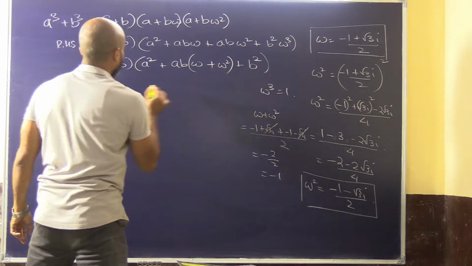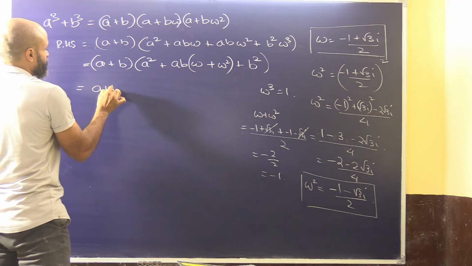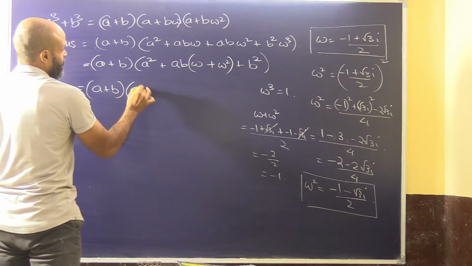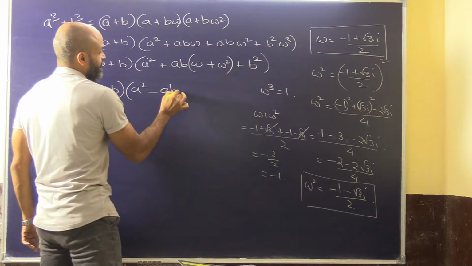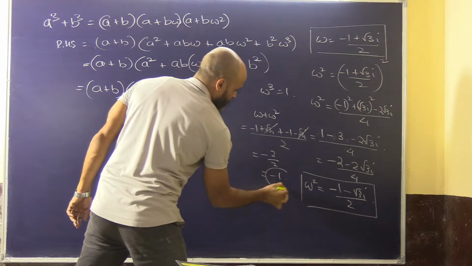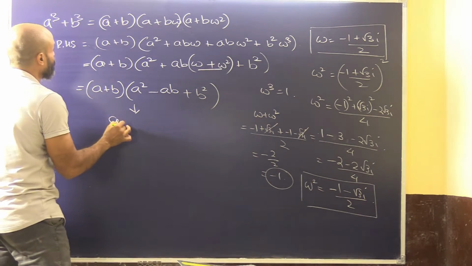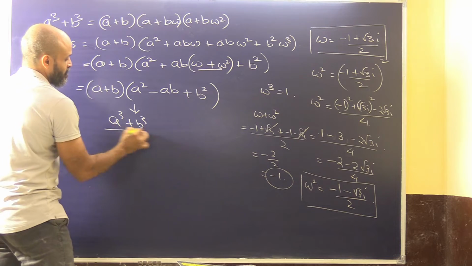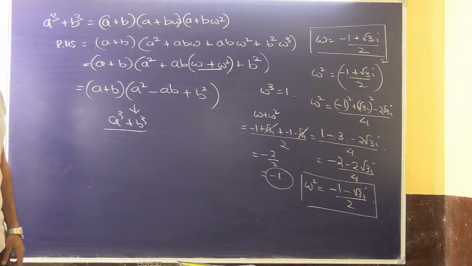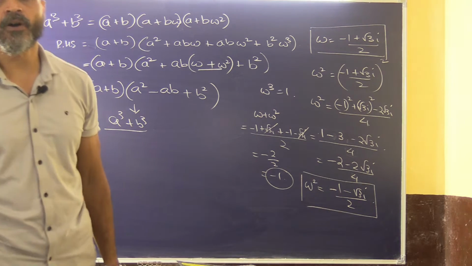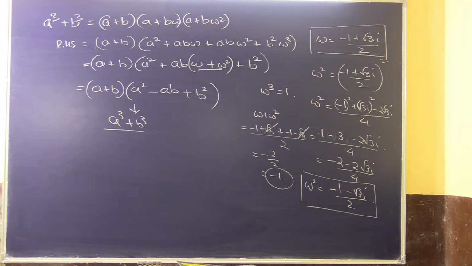Okay, so if we take this a plus b, a square minus ab, because omega plus omega square is -1, plus b square, and this is equal to a cube plus b cube. This will be equal to a cube plus b cube. Okay, so this is another property of cube roots of unity.